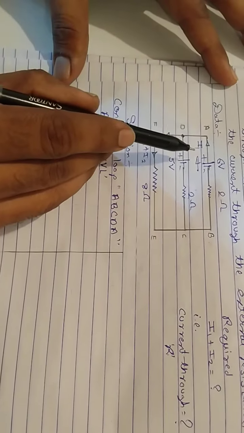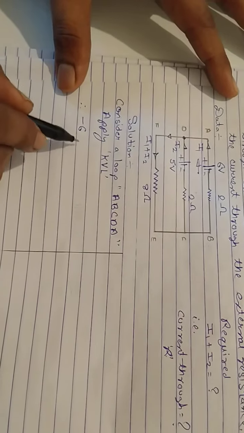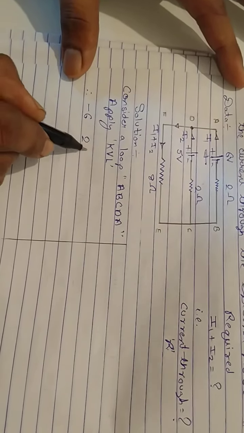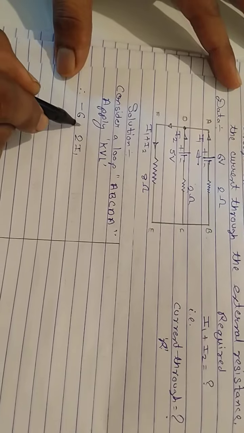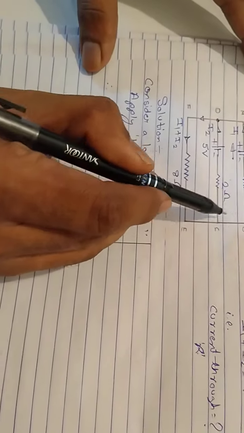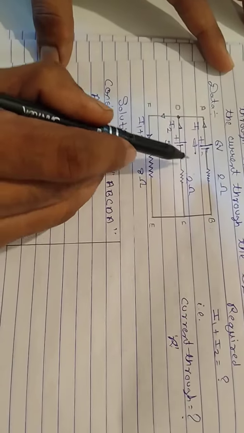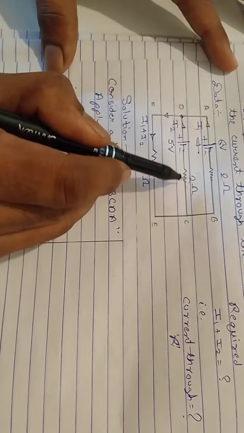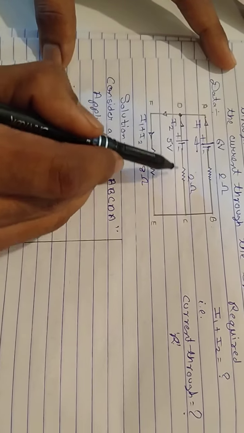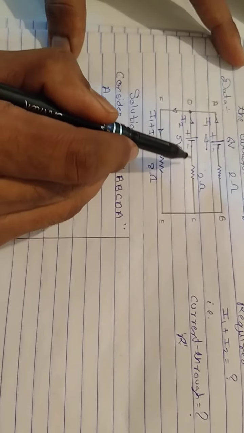So what is the current flowing through the branch AB? I1. Resistor is 2, so 2 into I1. Direction is opposite, that's why plus. Then moving further, B to C, there is no component. Then from C to D, one more component, that is 2 ohm. What is the current flowing through the 2 ohm? I2. My direction and the current direction are the same.